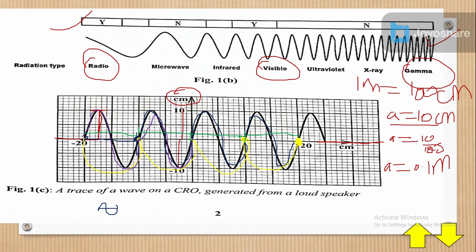Now to get this wavelength, let's look. We have negative 20 here, and lastly we have 20 here. I want to see, from negative 20, which common value we use that should give us the 20. Let's start with 5. When we subtract 5 here, it will be negative 15, negative 10, negative 5, and then I shall have a 0.